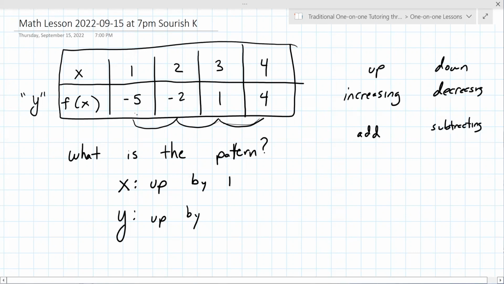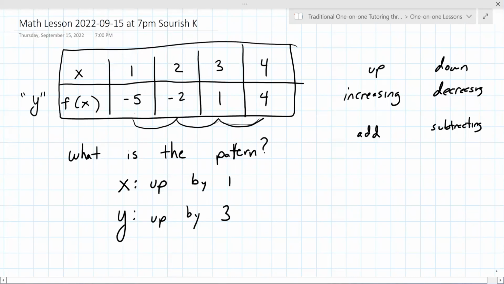So what are you going up by each time? What is the increase from 1 to 4? 3. So you're going up by 3. Yeah, we should go up by 3. Okay, good.